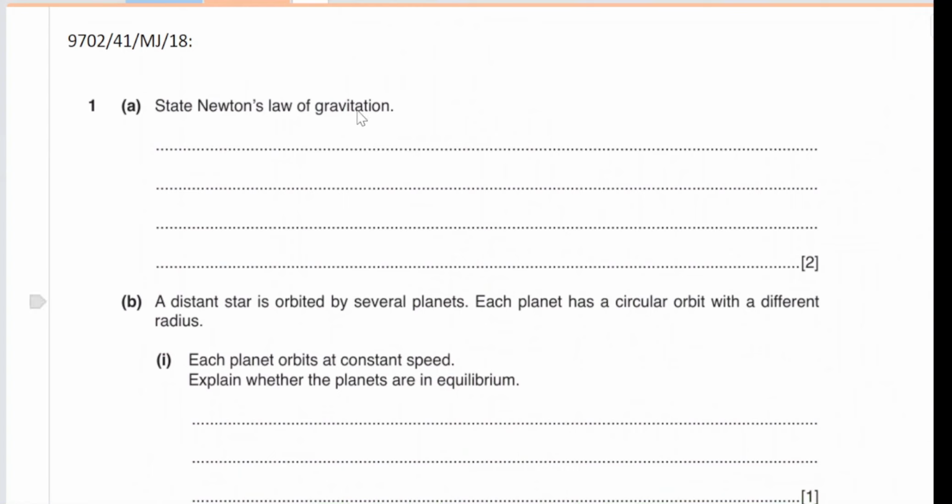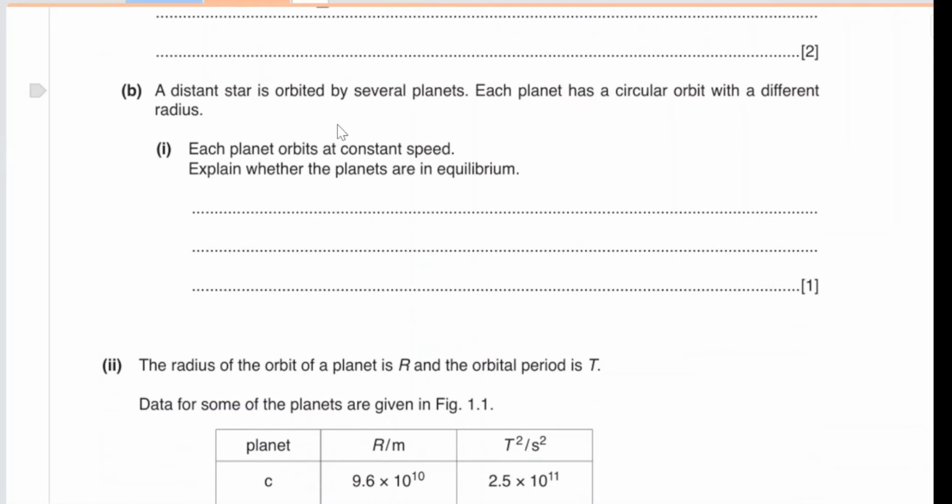State Newton's law of gravitation. So we have just done this in the first question already, so I'll just skip over this, right? Just write solved. A distant star is orbited by several planets. Each planet has a circular orbit with a different radius, but each planet orbits at a constant speed. Explain whether the planets are in equilibrium.